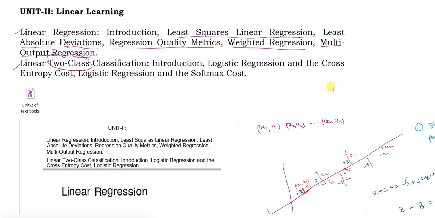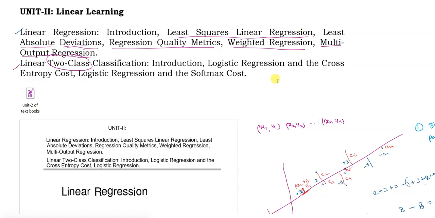Welcome to the last session of this Unit 2. In this, we are going to discuss linear two-class classification. In that one, logistic regression and cross-entropy cost, logistic regression and softmax cost. In between, we may discuss what exactly the major differences are.